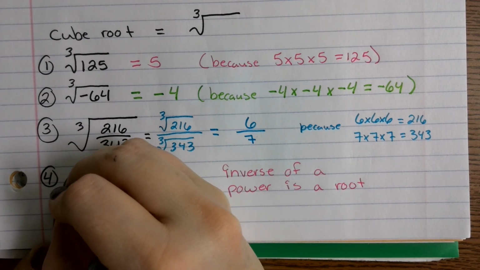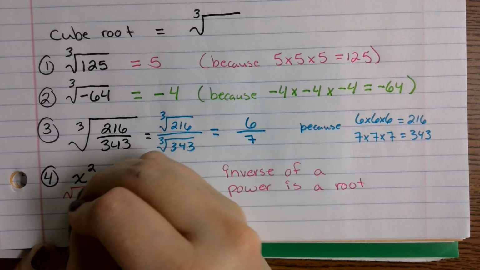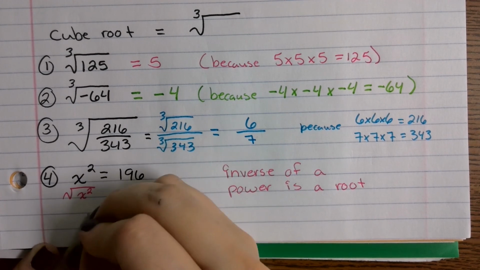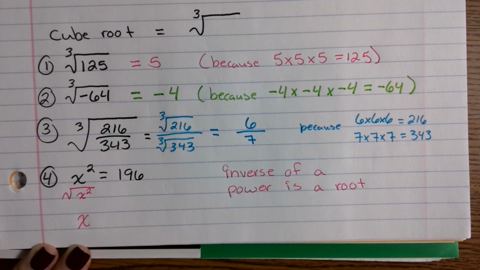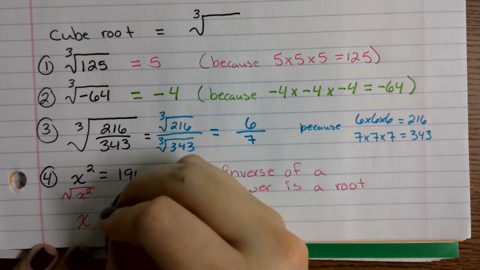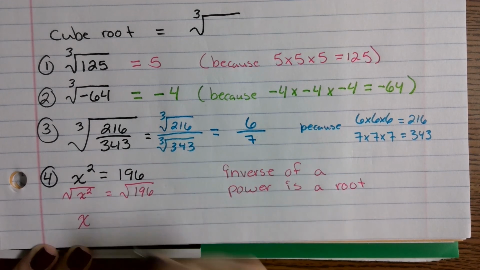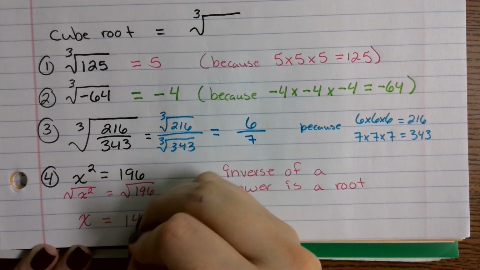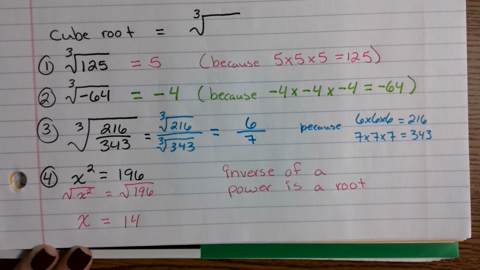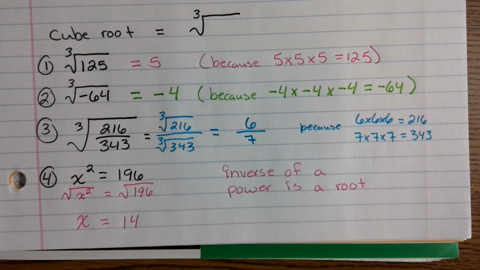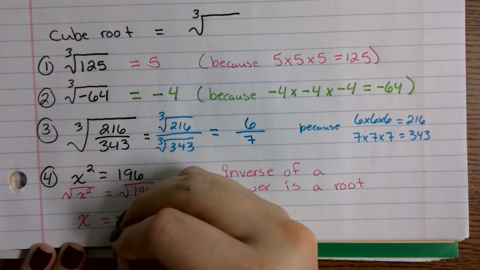So all I would have to do here is take the square root of x squared, which would give me x by itself, and then I take the square root of the other side, square root of 196, which is going to give me a 14. So x will be equal to 14. Both positive and negative.